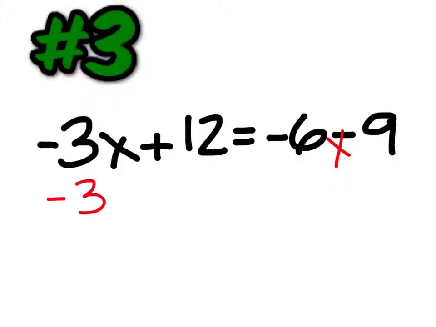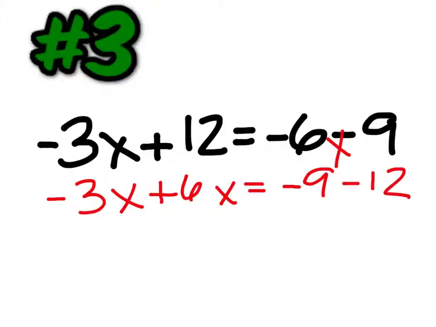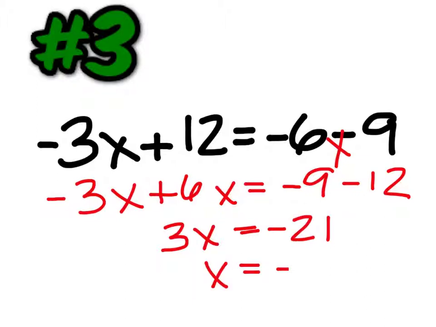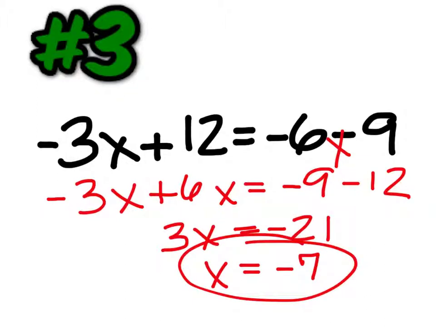This should be negative 3x plus 6x equals negative 9 minus 12. So that's 3x equals negative 21. Divide both sides by 3. You should get negative 7. Example 3.